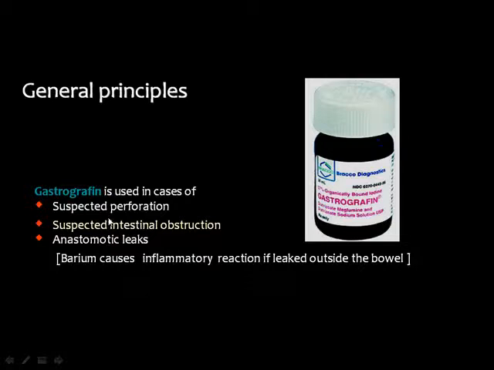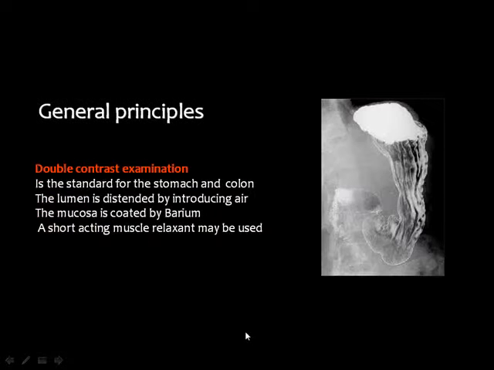Whenever we suspect perforation of the bowel, or suspect intestinal obstruction, or after surgery, whenever you suspect anastomotic leaks, then we replace the barium with a water-soluble contrast material, which is known as Gastrografin. And this Gastrografin is safe whenever it leaks from a perforation, for example, into the peritoneal cavity. It will be absorbed rapidly.